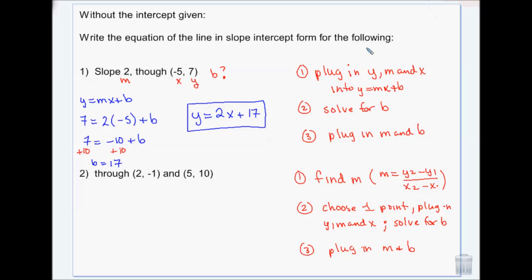If you're given 2 points and you don't have the slope or the y-intercept, you have to solve for m first. So I'm going to take my points and I'm going to plug them into the slope formula. So I'm going to get 10 minus negative 1 over 5 minus 2, and that's going to give me 11 thirds.